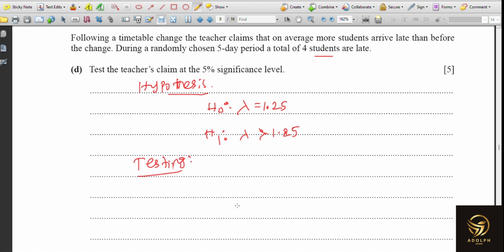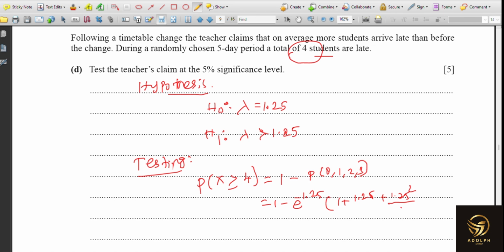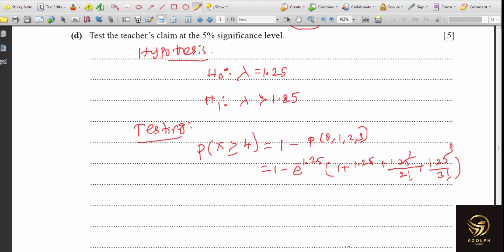How to test it? Since we are checking whether it has increased, we have to find the probability of x greater than or equal to the tested value, which is 4. This is what we want to check. So how to check the probability of x greater than or equal to 4 in the Poisson distribution? Usually we do 1 minus the probability of 0, 1, 2, 3. Just applying the regular formula: 1 minus e power negative 1.25, times 1 plus 1.25 plus 1.25 squared by 2 factorial plus 1.25 power 3 by 3 factorial. These calculated values give me the answer 0.0383.